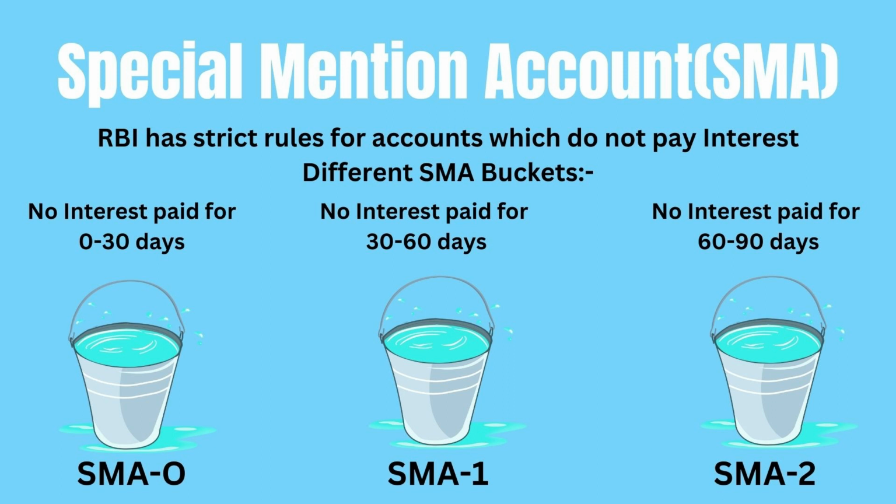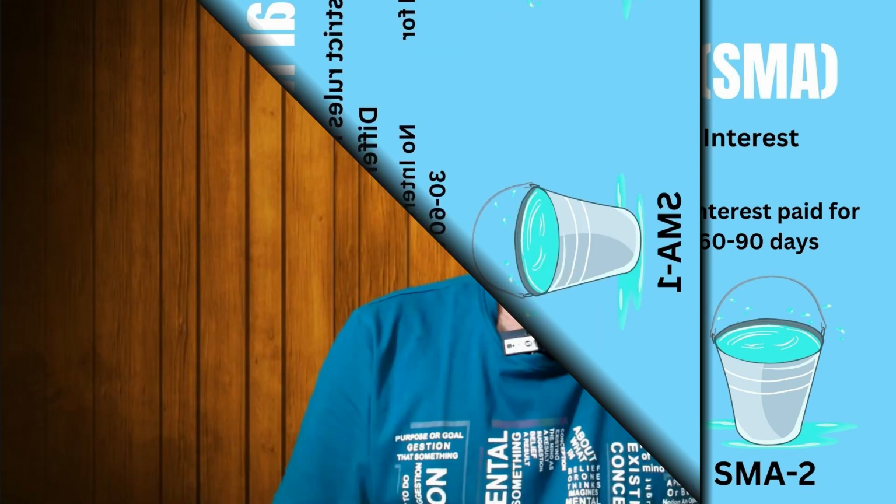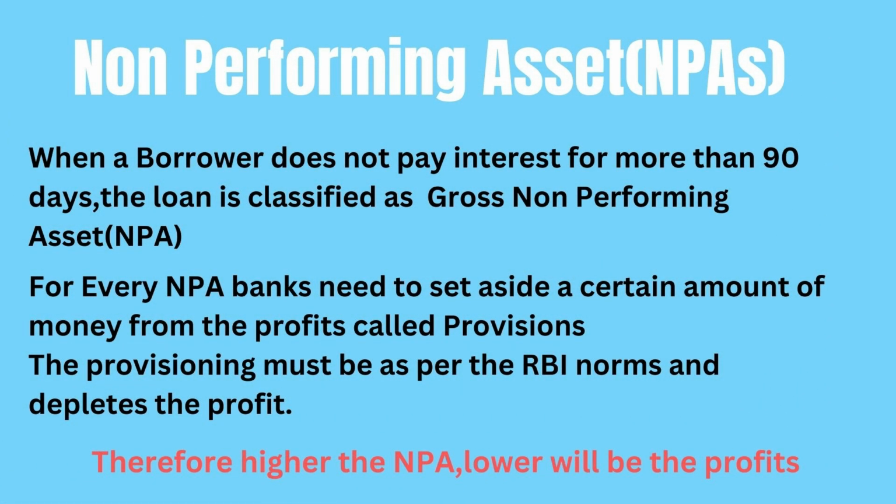RBI has strict rules to classify them. If an account has not paid interest from 0 to 30 days, it is known as an SMA 0 account. If they have not paid interest from 30 to 60 days, it is known as an SMA 1 account, and if they have not paid interest from 60 to 90 days, it is known as an SMA 2 account. So these are special mention accounts where the bank has to give extra concentration in order to recover their loans. But what happens if the borrower does not pay interest even after 90 days? Then they are classified as a non-performing asset, a gross non-performing asset on the books of a bank.